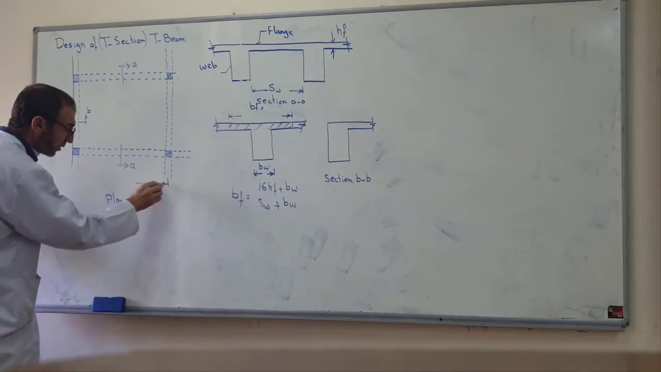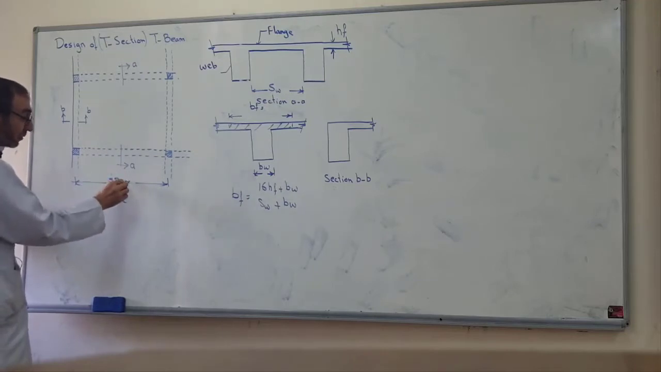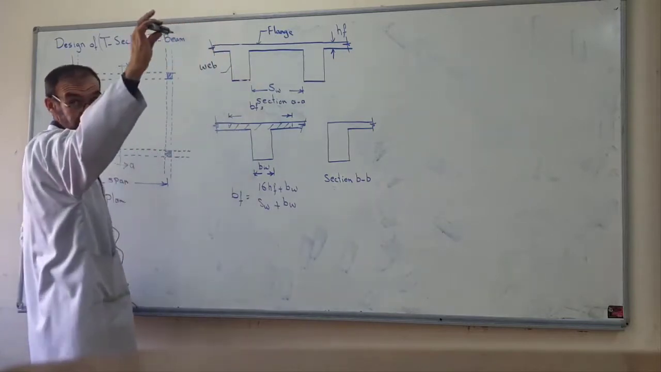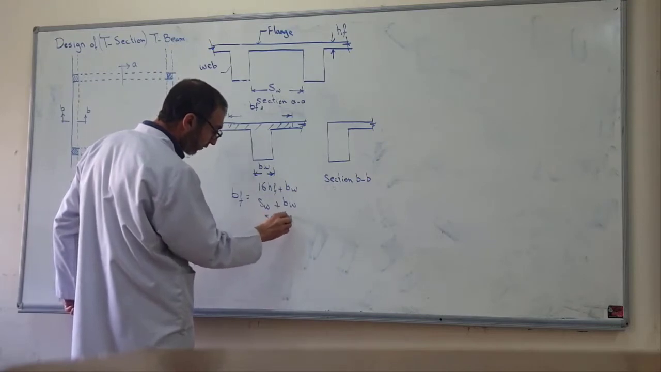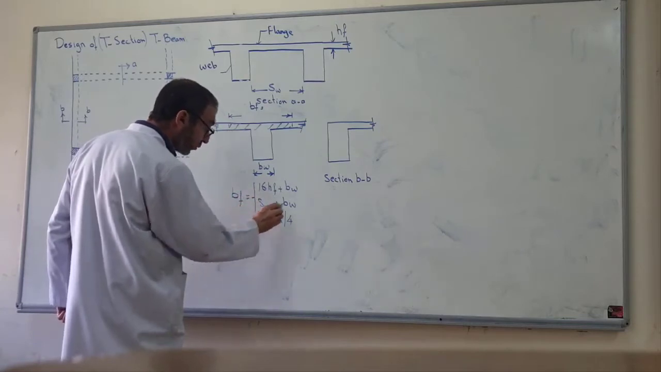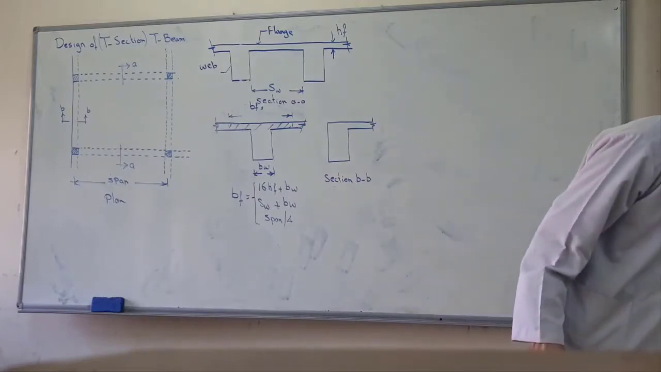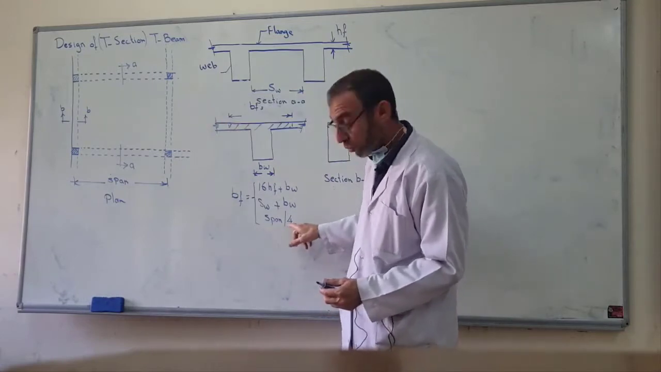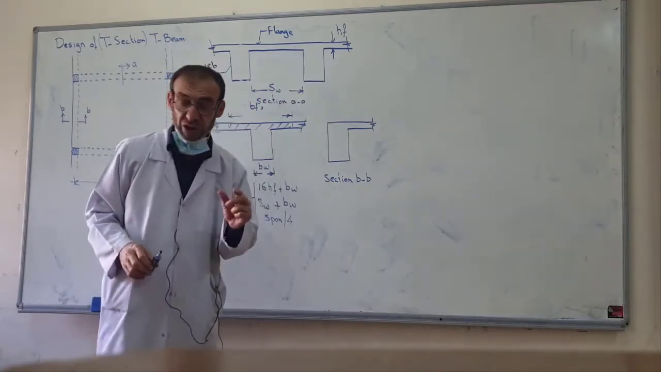Span here, peeling span, in this direction perpendicular to the web. Span is equal to span over 4, so we take the least value. Span over 8, or span over 8, or span over 4. So the effective width of the flange has 3 criteria.